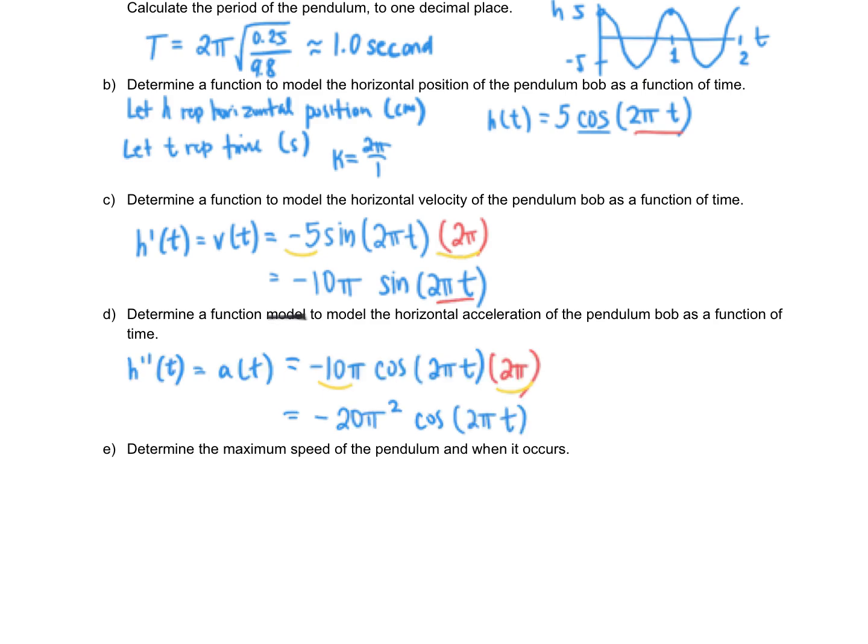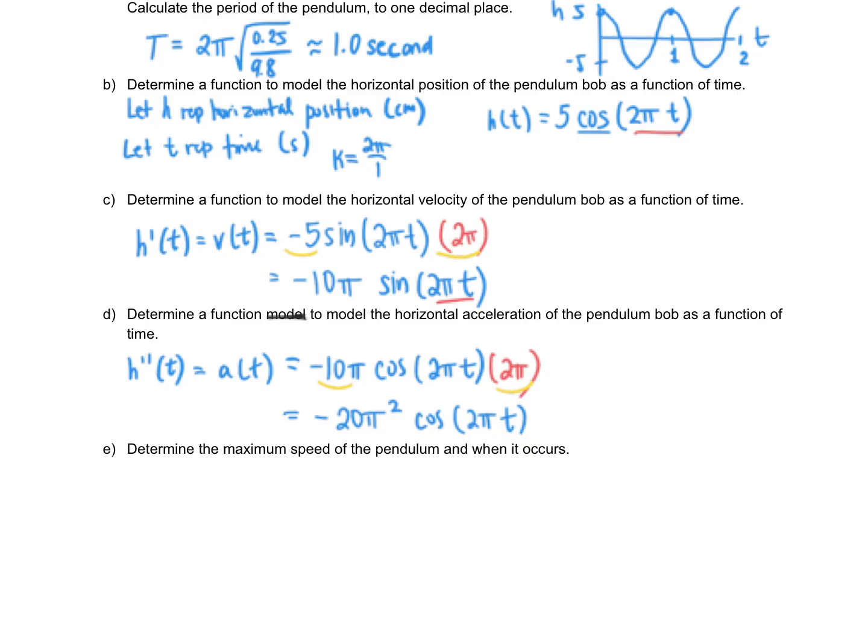So we have acceleration, we have velocity, and we have the original function. Now notice that with all of these functions, they're pretty generic sine and cos functions. The numbers out front, the 5, the negative 10 pi, the negative 20 pi squared, they represent that a value, and the absolute value of a is the amplitude. They all have a central axis on the x-axis, so that amplitude also represents the max and min values.